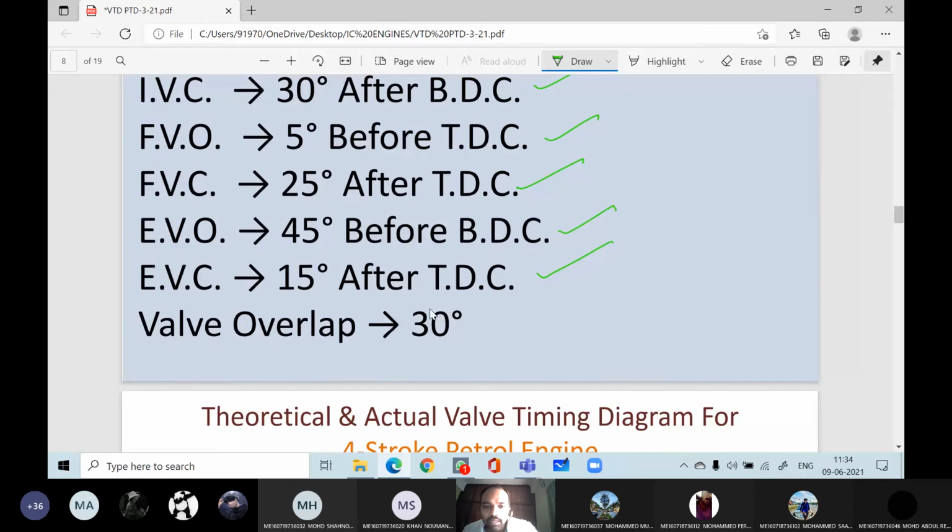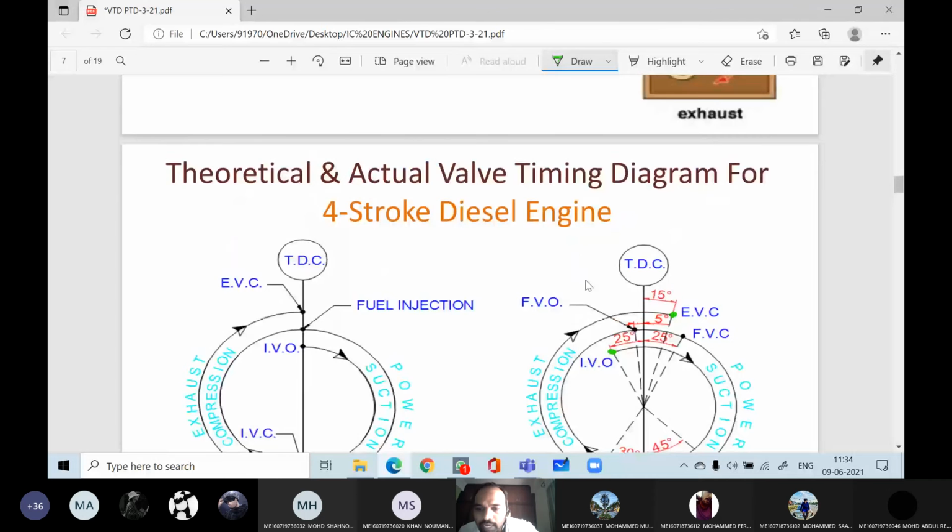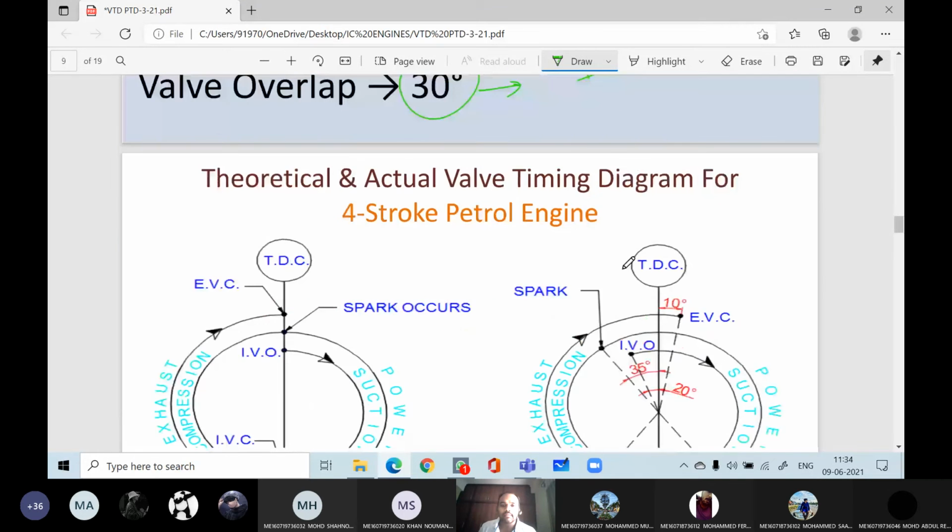And valve overlap. What is valve overlap? It is the duration during which both the inlet valve and the exhaust valve are in open position. That is called valve overlap. You can see the inlet valve opens 25 degrees before and the exhaust valve closes 5 degrees after. So 5 plus 25, this 30 degrees is the valve overlap, during which both the valves are in open position.